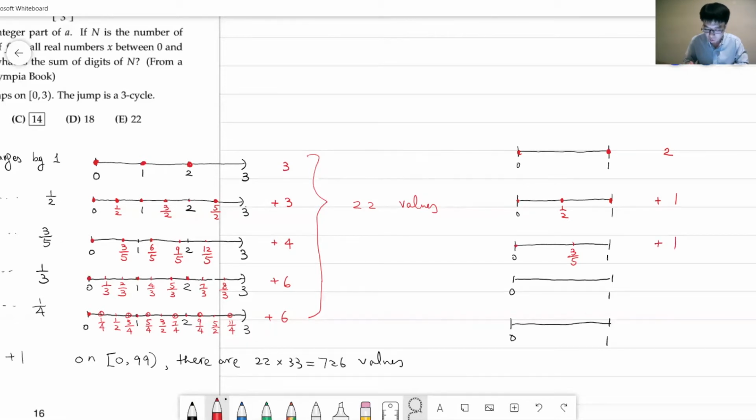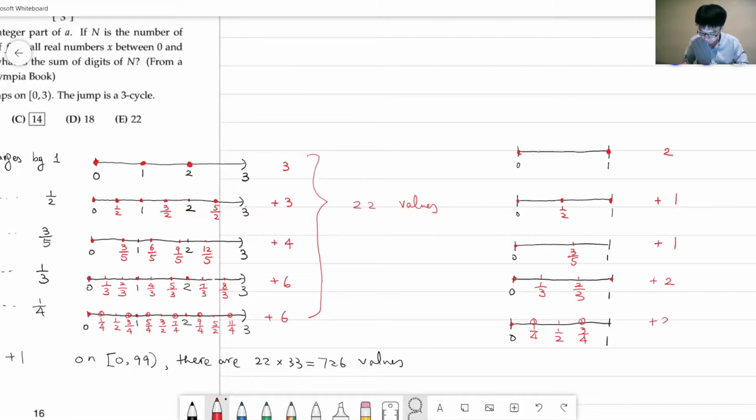And now we'll consider 1/3. 0, 1/3, 2/3, and 1. So we have 2 new numbers. And lastly, we have 0, 1/4, 1/2, and 3/4. So we have these 2 new numbers.